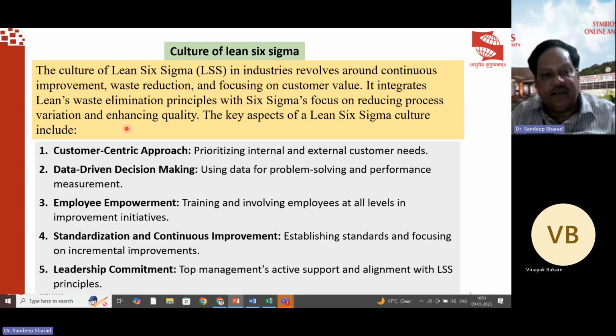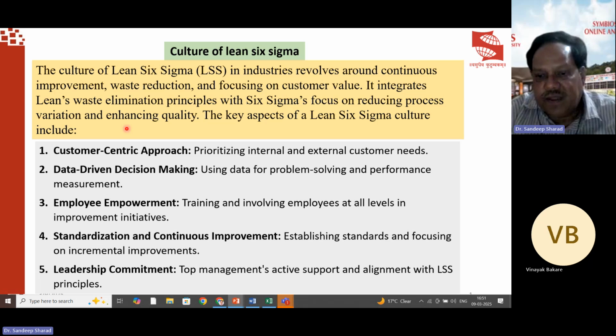drastic and radical change. Leadership commitment: top management activities and their participation in those small activities which are aligned with Six Sigma and Lean Six Sigma practices and principles, really leading from the leadership commitment.